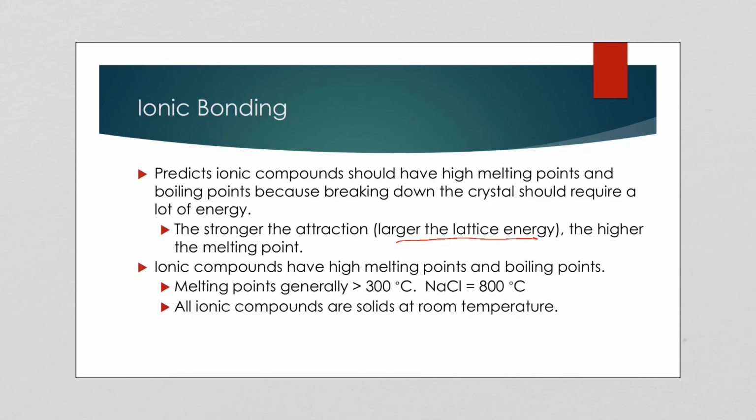And indeed, in general, ionic compounds have very high melting points, well above 300 degrees typically. For example, sodium chloride, which we used as our model, has about 800 degrees Celsius as its melting point, so quite high. As a result, all ionic compounds are solids at room temperature. We don't have any liquid ionic compounds, at least at any reasonable temperature, especially room temperature. So it tells us we have high melting points.